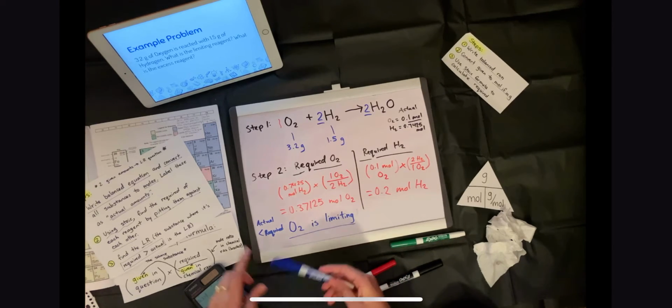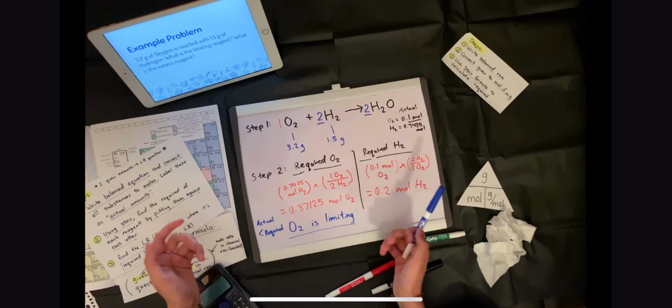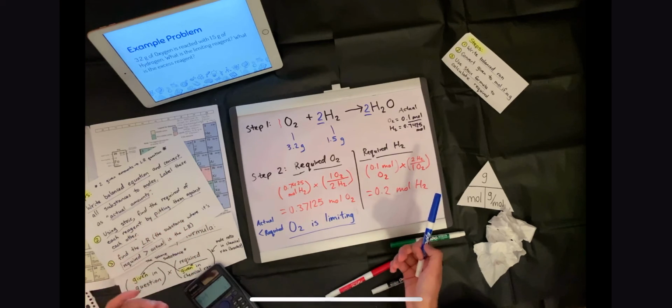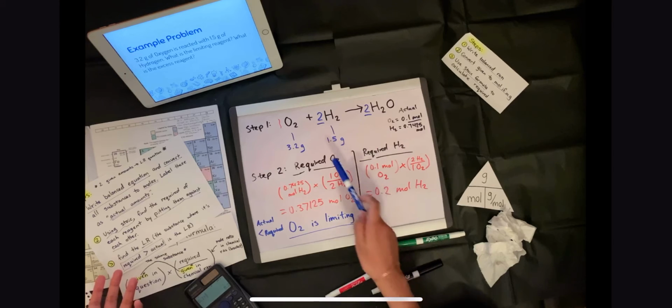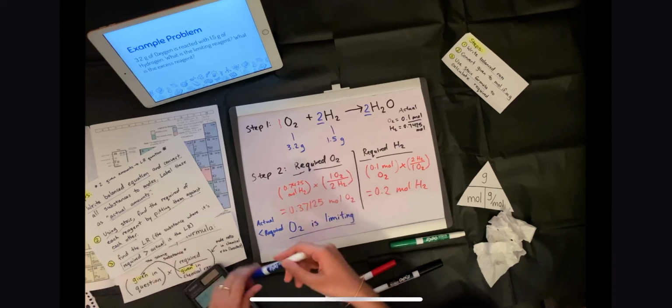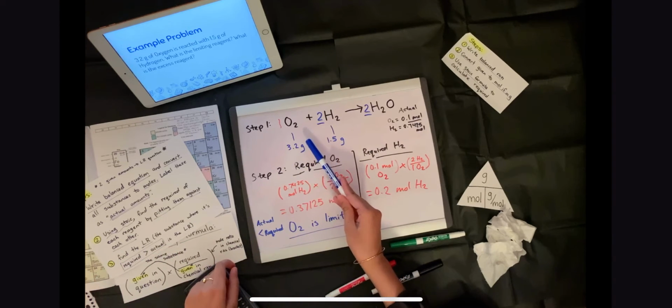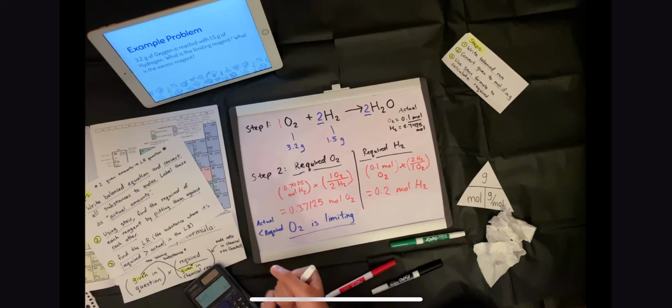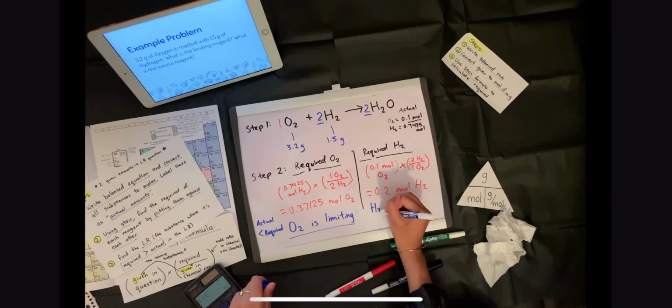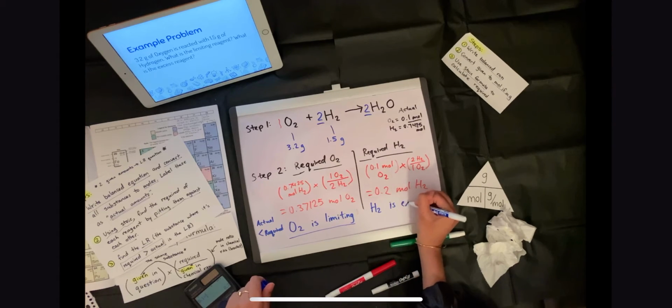And so we finished the first question, and the second one is, what is the excess reagent? Well, as I already discussed this before, we only have 2 reactants. So if one of them is the limiting reagent, which is the O, then hydrogen is automatically the excess reagent. So we can just write hydrogen is excess.